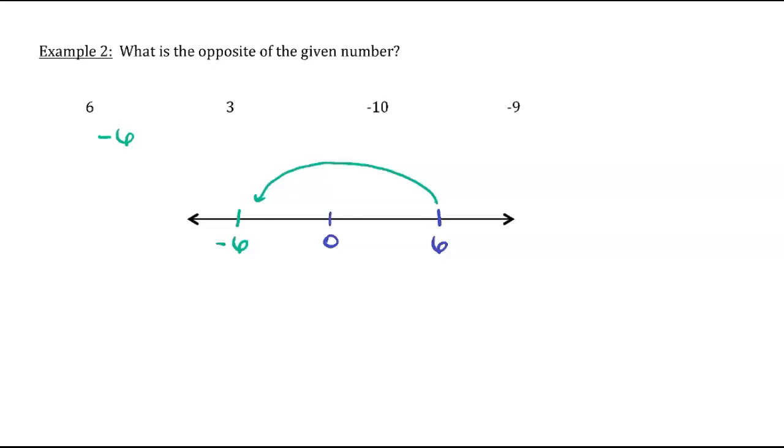Let's look at -9. Again, if 0 is in the middle, -9 might land somewhere over here. The opposite of -9 is the value on the opposite end of the number line from -9, which in this case would be +9. That is, instead of going 9 units to the left to get to -9, we're going 9 units to the right to get to +9. The opposite of -9 is +9. I'm going to leave 3 and -10 for you to work on, but I really want you to understand that the opposite of a positive is a negative, and the opposite of a negative is a positive.